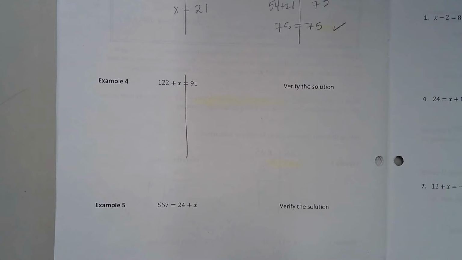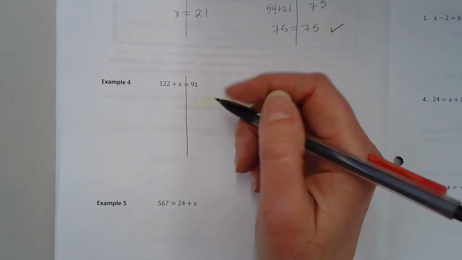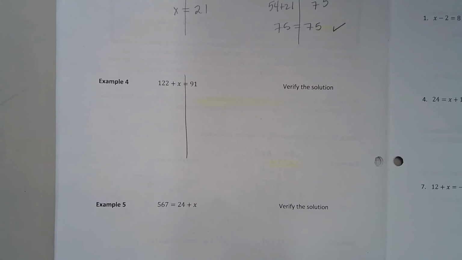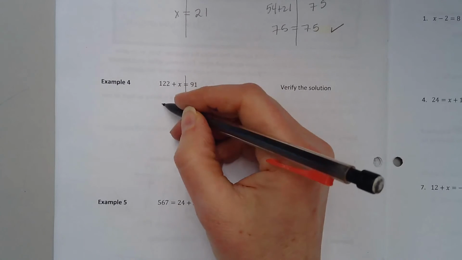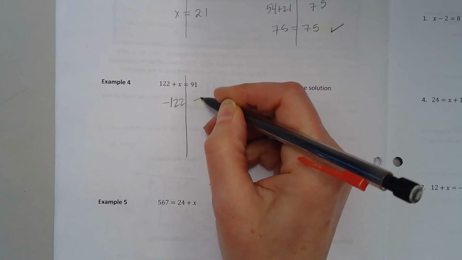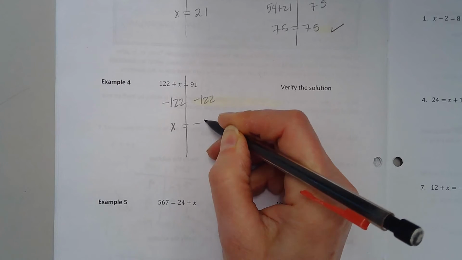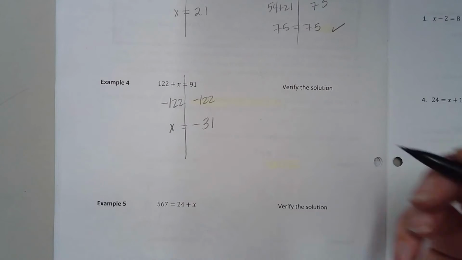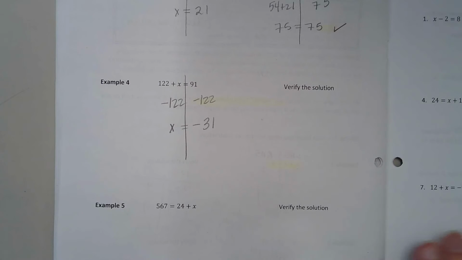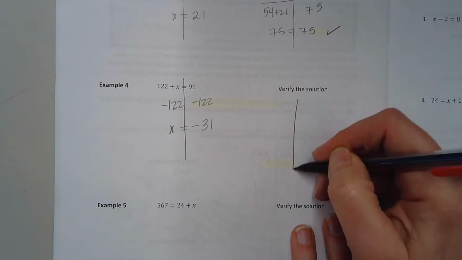Okay, what's the answer? 31? Negative 31, right? Okay, so I have to subtract the 122. So x will equal negative 31. But we know negative numbers exist, right? We've worked with them a lot in that first unit. So let's verify.